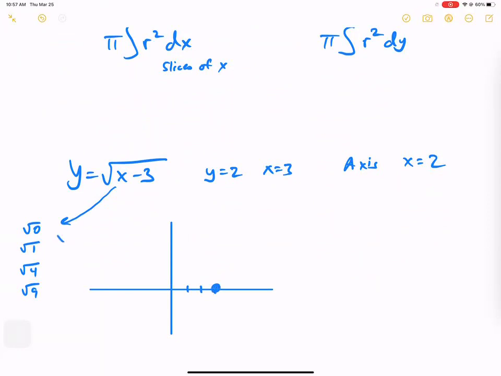Okay, let me give you a table real quick in case you guys need this. X and y, right? If x was 3, y is 0. Okay, square root of 0. Easy peasy. If x was 4, isn't 4 minus 3 1? Hey, square root of 1. We know what square root of 1 is. When x is 4, y is 1.